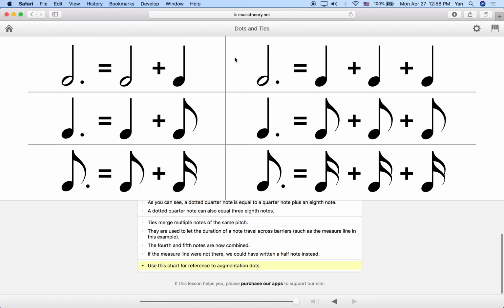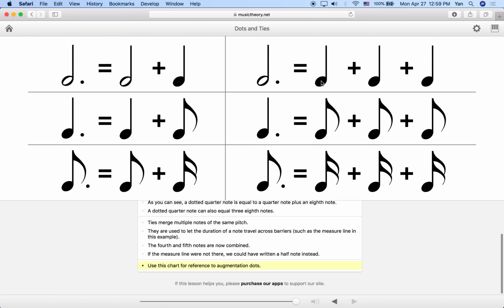Okay, and as you can see here, you might start to see why dots are important. Because if you remember from our note duration lesson, we didn't really have a way to represent groups of 3 of any given note value. So for example, with quarter notes, we could write 2 quarter notes as a half note, or 4 quarter notes as a whole note. But we really didn't have a way to write 3 quarter notes until now. So the dotting note allows us the chance to add up groups of 3.